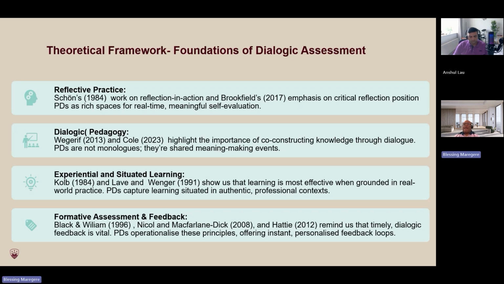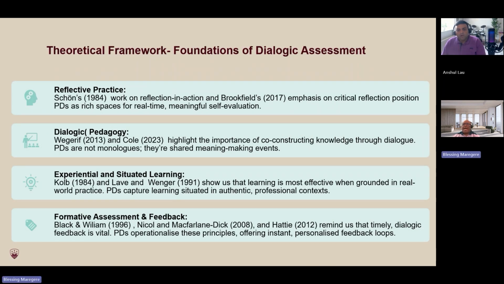So if you look at Schön's work on reflection-in-action and Brookfield 2017, they emphasize that critical reflection positions professional discussion as a rich space for real-time, meaningful self-evaluation. So it's not just about us as educators evaluating and assessing our learners, but actually empowering our learners to evaluate their own learning and development as well.